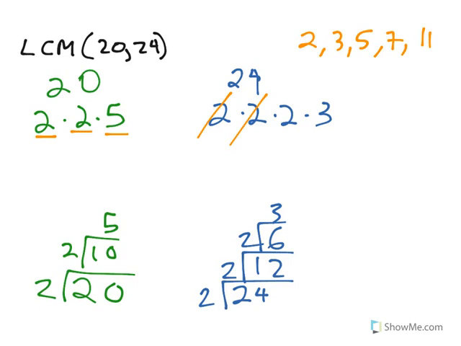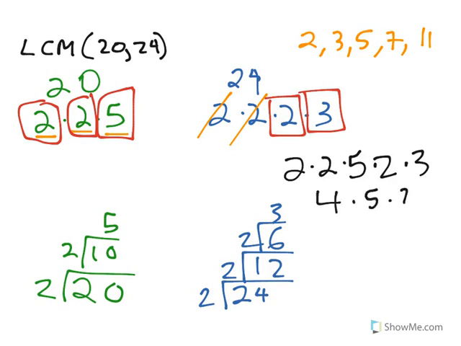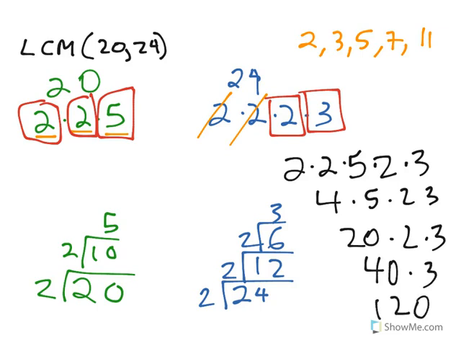Anything that we don't have crossed off becomes part of our product. So in this case, it will be 2 times 2 times 5 times 2 times 3. Okay? 2 times 2 is 4, times 5 times 2 times 3. Well, 4 times 5 is 20, times 2 times 3. 20 times 2 is 40, times 3. 40 times 3 is 120, which means the least common multiple of 20 and 24 is 120. Much easier that way than it is to write out all the multiples.